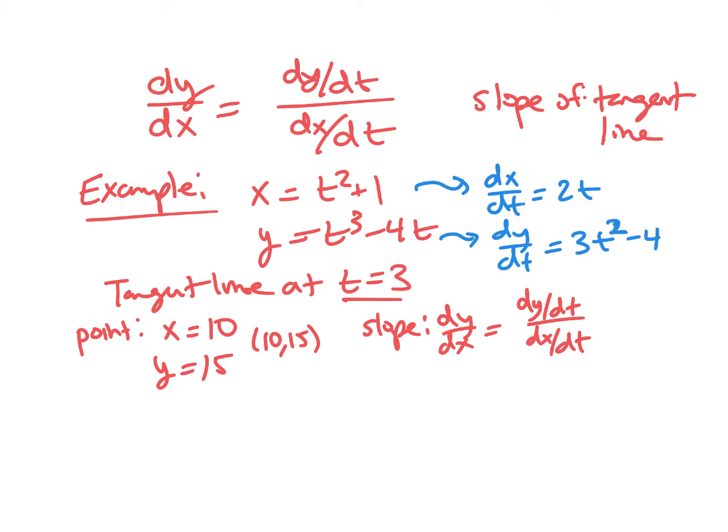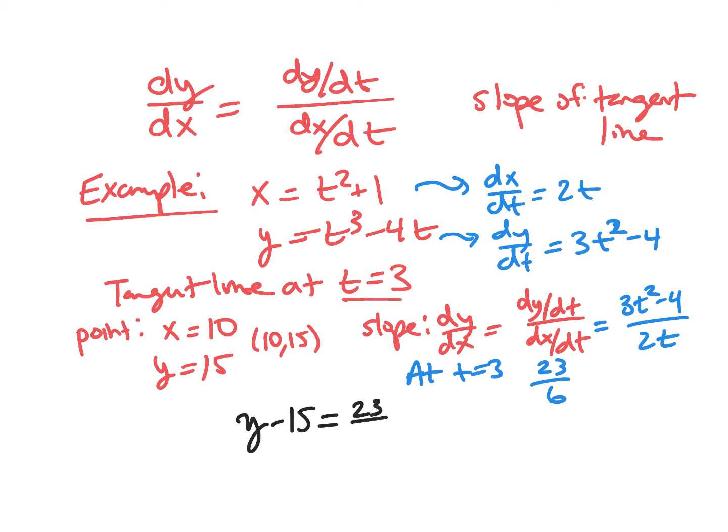All right, well, then I can just plug that in, right? So I get (3t² − 4)/(2t). And so at t = 3, I can just plug it in. So I get (27 − 4)/6, which is 23/6. And so my tangent line would then be y − 15 = (23/6)(x − 10).